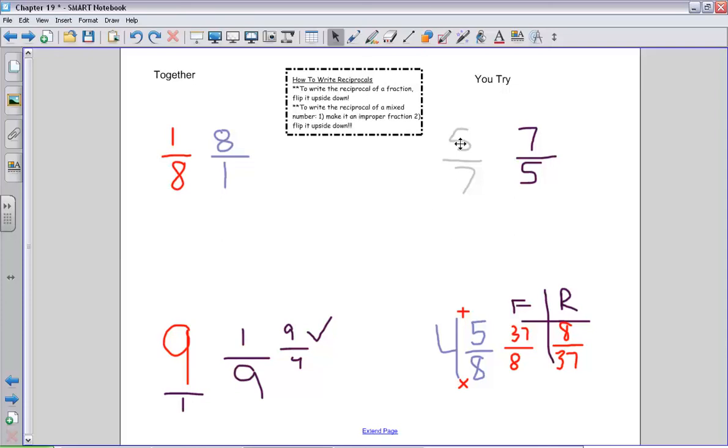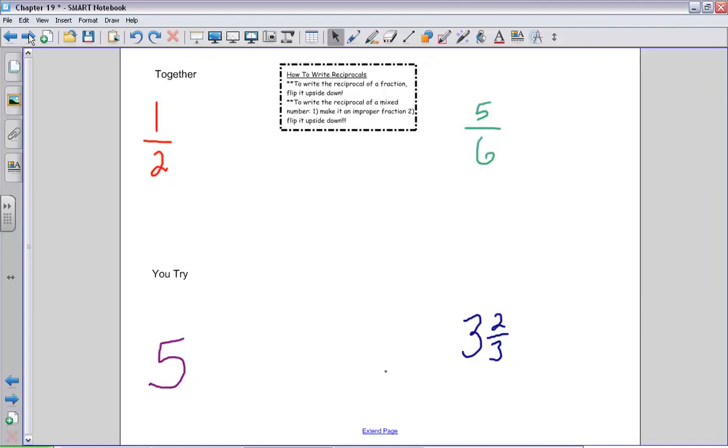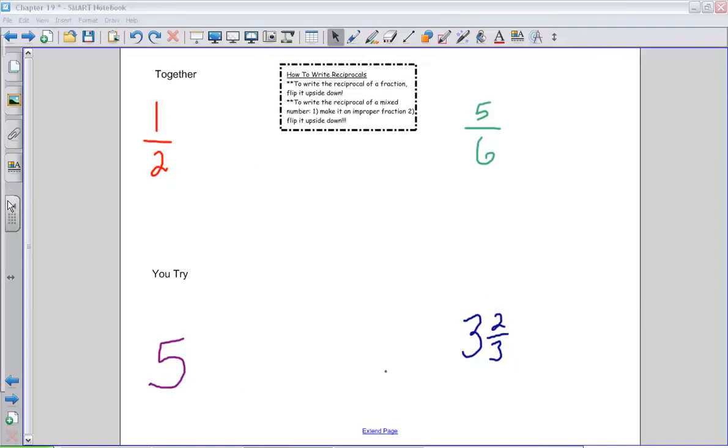Alright gang, here's our answers to the you-try problems. The reciprocal of 5/7 is 7/5. Flipped it upside down. 4 5/8. First I had to change it into my fraction. So as an improper fraction, 4 5/8 is 37/8. And then to make it into the reciprocal, I flip it upside down. So 8's now my numerator, 37's my denominator. I have 8 37ths.